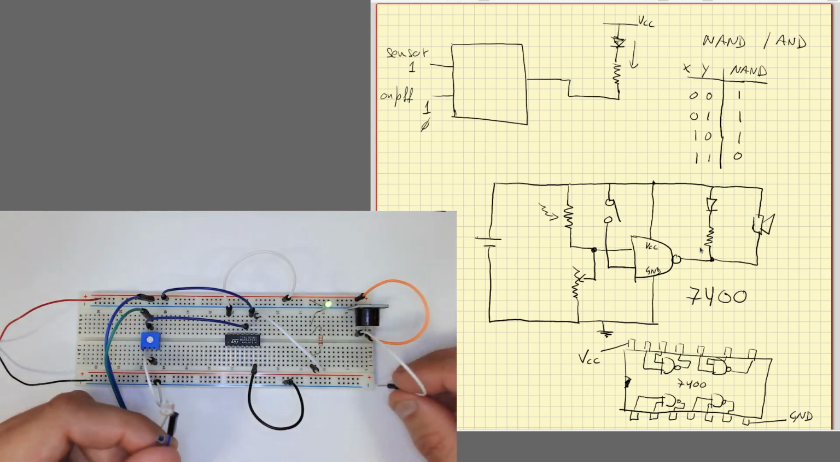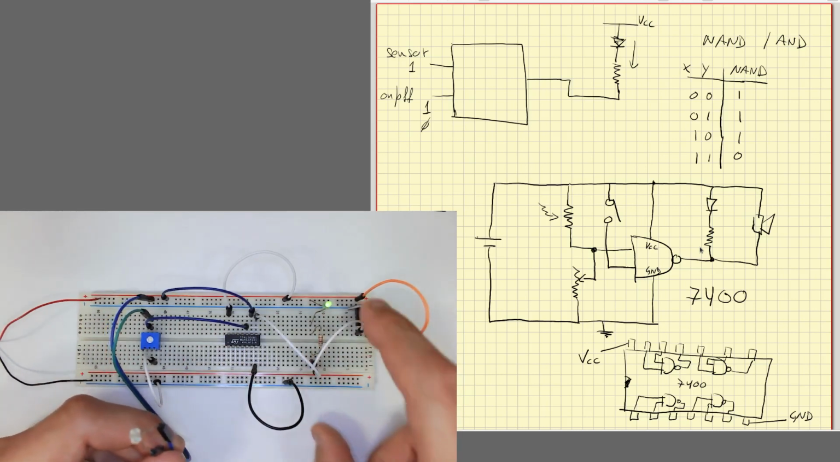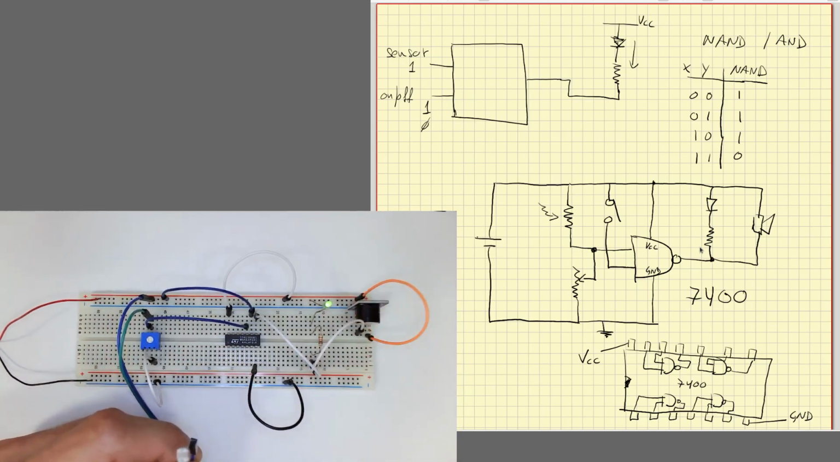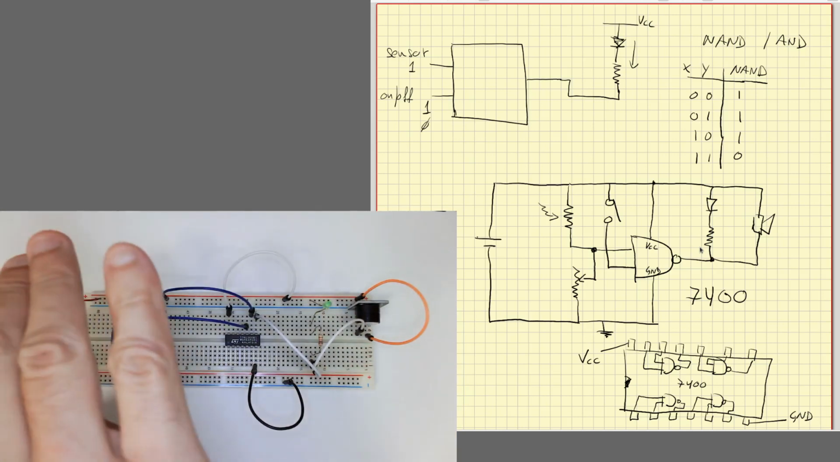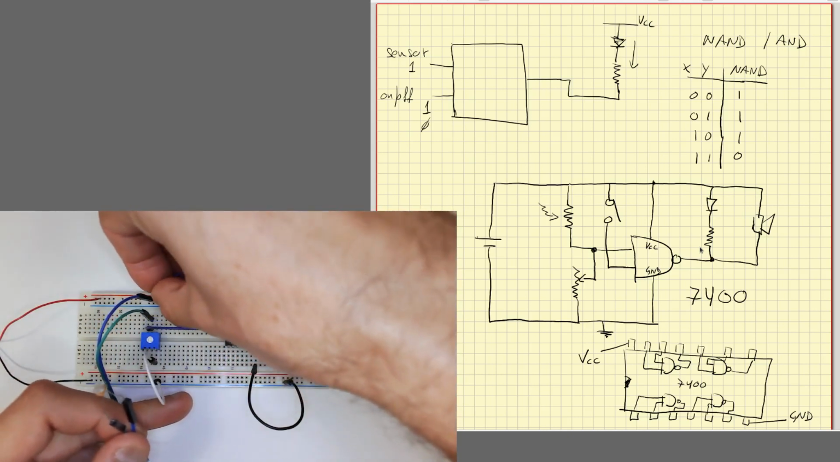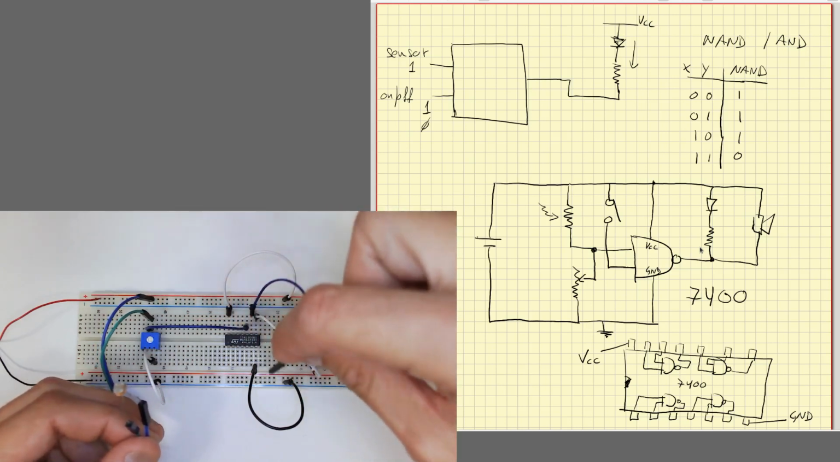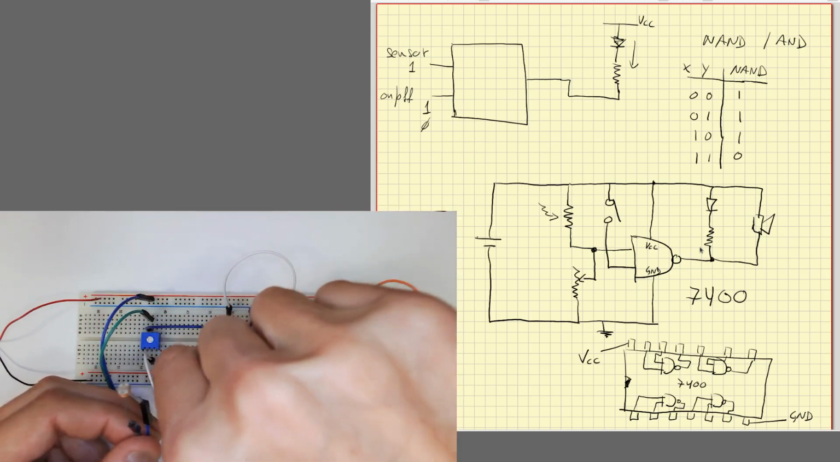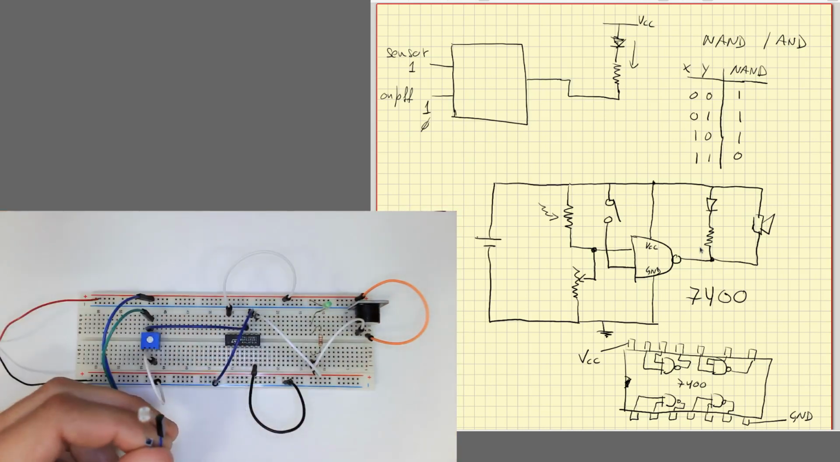I can now connect also the buzzer. You see? There's no light, there's light. There's no light, there's light. And also we have our on-off switch. If at any point I want to disable the circuit, I just connect the other input of the gate to 0, and then it will not work anymore.